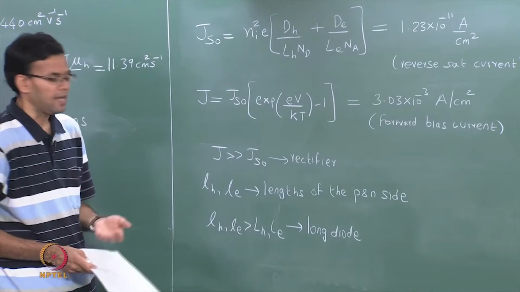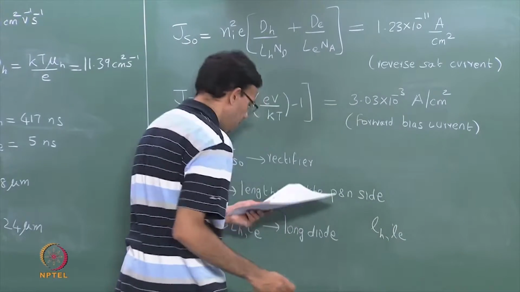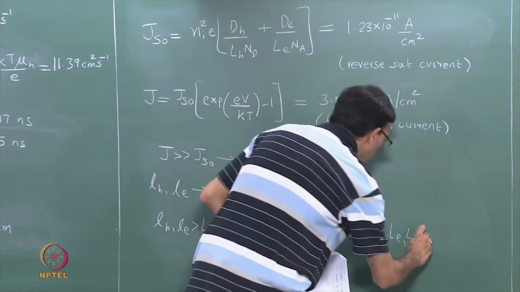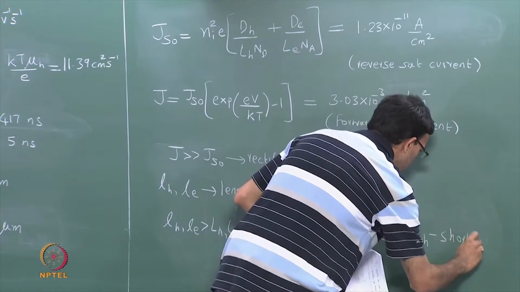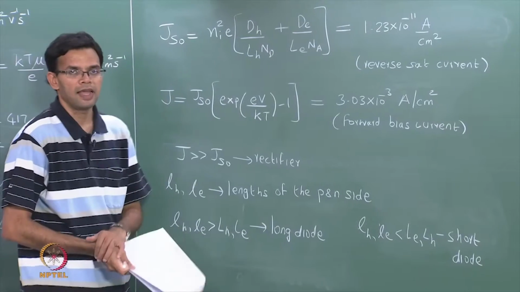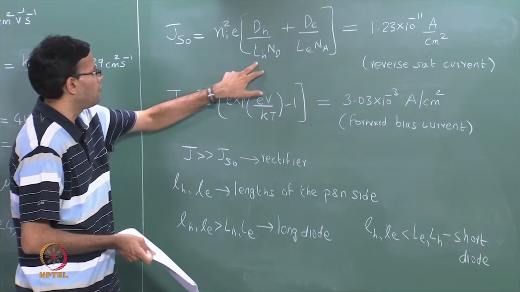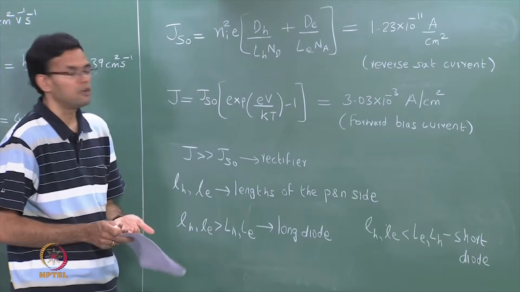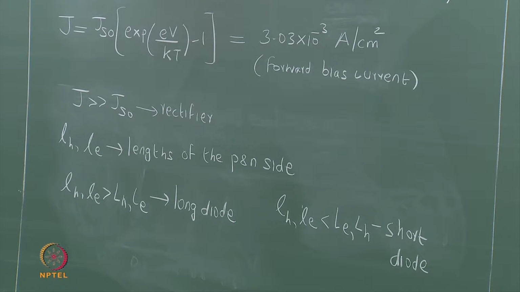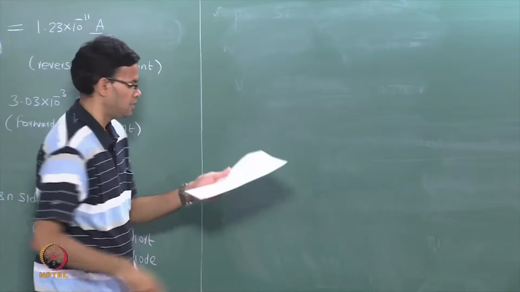If the physical length is actually shorter, if LH and LE are smaller than the diffusion lengths, then it is called a short diode. The only difference in the calculation is that in the equation for the reverse saturation current, instead of the diffusion lengths, in the case of a short diode, we will put the physical lengths of the p and the n side. So, let us again look at the IV characteristics, but let us look at the reverse bias side.